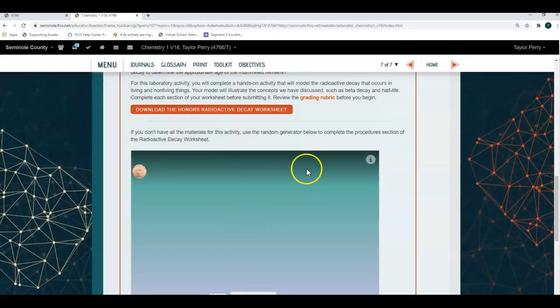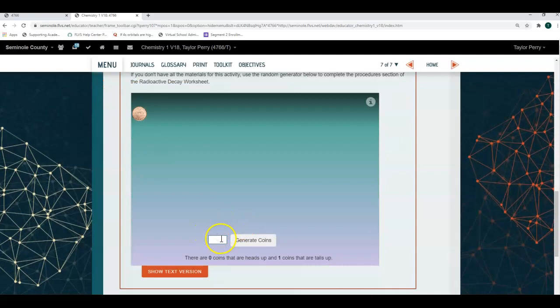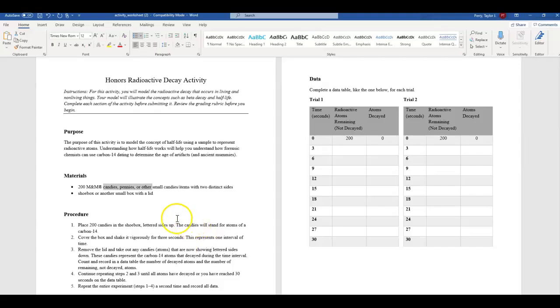So we're going to use this little simulator. It basically just generates coins, like a penny, and then it does a coin flip. And so that's what we're going to use to represent radioactive decay.